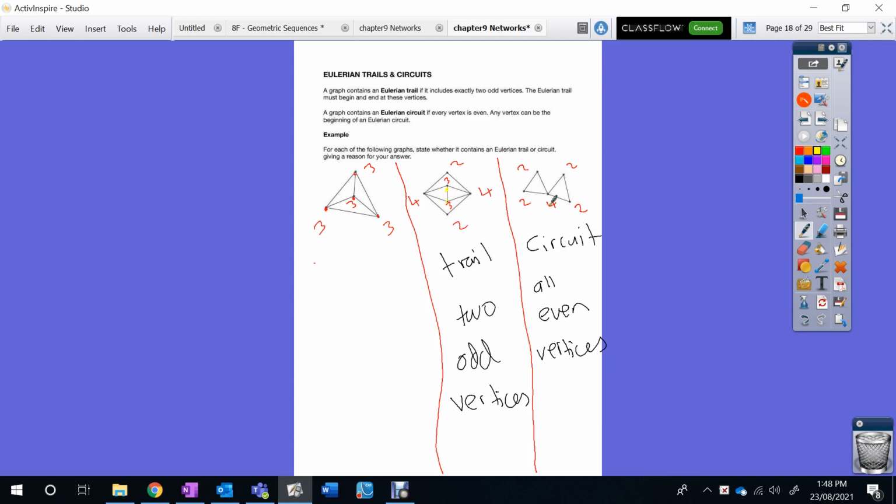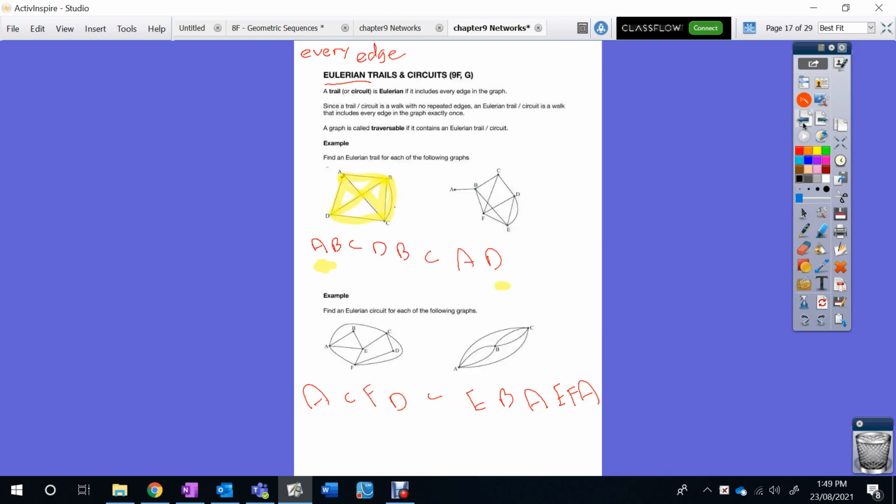Now for a circuit, every vertex must be even. So if you look at this one here, the third one, every vertex is even, therefore this is a circuit. With all even vertices, you can start anywhere you want, but you have to end up back at that same spot. But remember the trail, there must be exactly 2 odd vertices, and you start at one and finish at the other. Look at the first graph. Can you see all the degrees are odd? Therefore, on this one, you cannot construct a Eulerian trail or a Eulerian circuit. So don't forget this covers both 9F and 9G as well. Okay, all right, thank you.